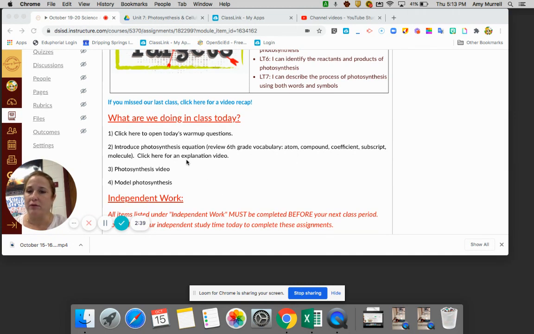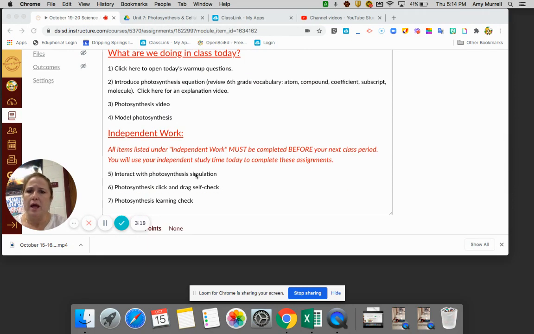Then we watched together a video specifically on photosynthesis and how that process works, taking carbon dioxide and water, adding in radiant energy, and then a chemical change taking place that produces glucose and oxygen. We then modeled photosynthesis with manipulatives. Each student got a bag of materials, and we modeled photosynthesis and saw how matter was not created or destroyed. It was just rearranged. So all the atoms that we began with, we ended with. They were just rearranged into different compounds.